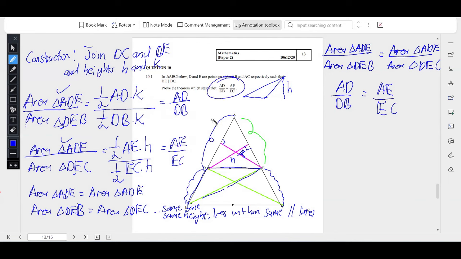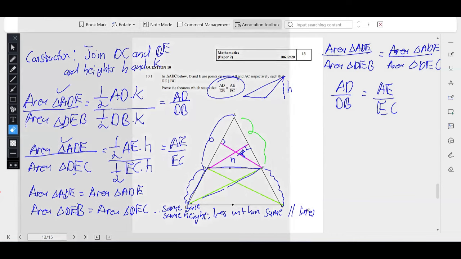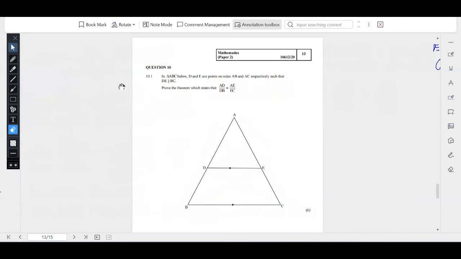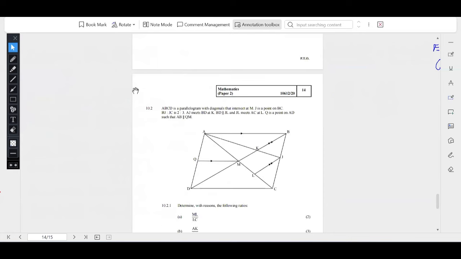You have proven the theorem, which states that if you have a line drawn parallel to one side of the triangle, then it will divide the other two sides into equal proportions, right? Okay, so nice. That's how you do your proof for 6 marks. Then let's now proceed. We have 10.2.